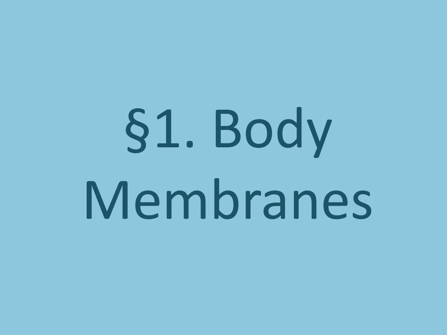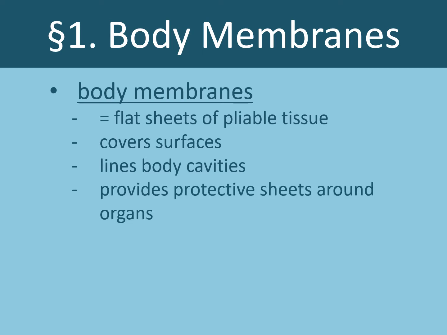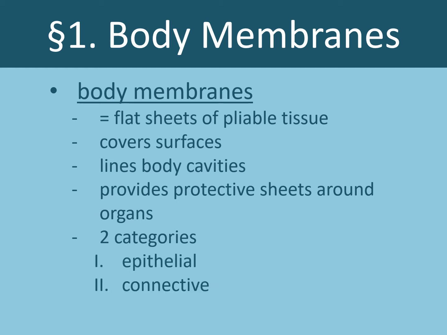Section 1, the body membranes. The body membranes are flat sheets of pliable tissue. They're composed of many cells. They're not to be confused with the cell membranes on an individual cell. Body membranes cover the surfaces of the body, line body cavities, provide protective sheets around our organs, and there are two broad categories of body membranes: epithelial membranes and connective membranes.